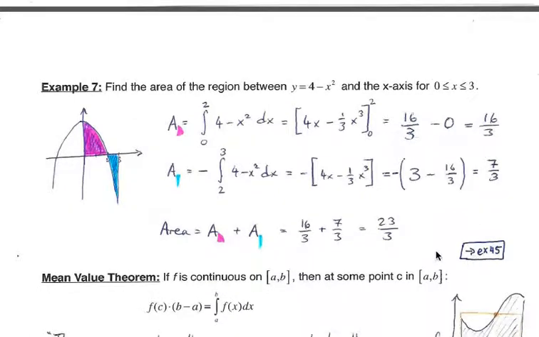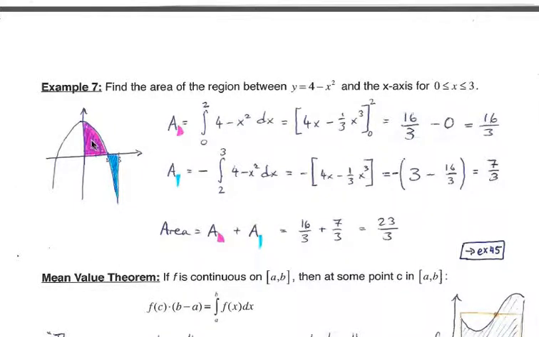Example 7 is a question where we have to be careful of the sign of the integral. The question is to find the area of the region between y equals 4 minus x squared and the x-axis for x between 0 and 3. With the little sketch I created here, we noticed that part of the area is above the x-axis, part of the area in blue is below the x-axis. So we need to find where the x-intercept is, and we'll have to find each of these two areas independently and then add them up.